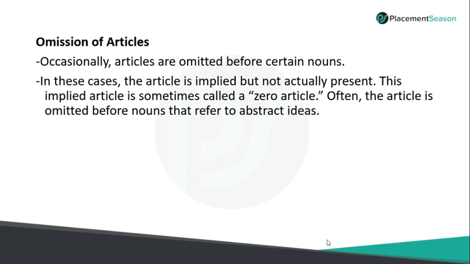But before that, I want to tell you about the omission of articles. In certain places, articles are totally ruled out. You don't use them. This kind of scenario is called the zero article, where the article is omitted. Okay, you say let's have breakfast. You don't say let's have a breakfast. No, it's wrong. So here the article is omitted because that particular word breakfast is an abstract idea, and so it takes a zero article instead of a definite or indefinite article.